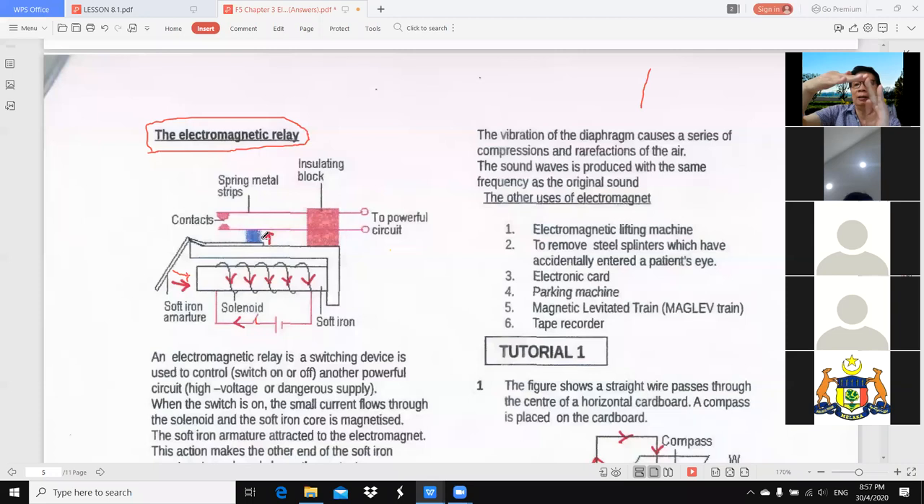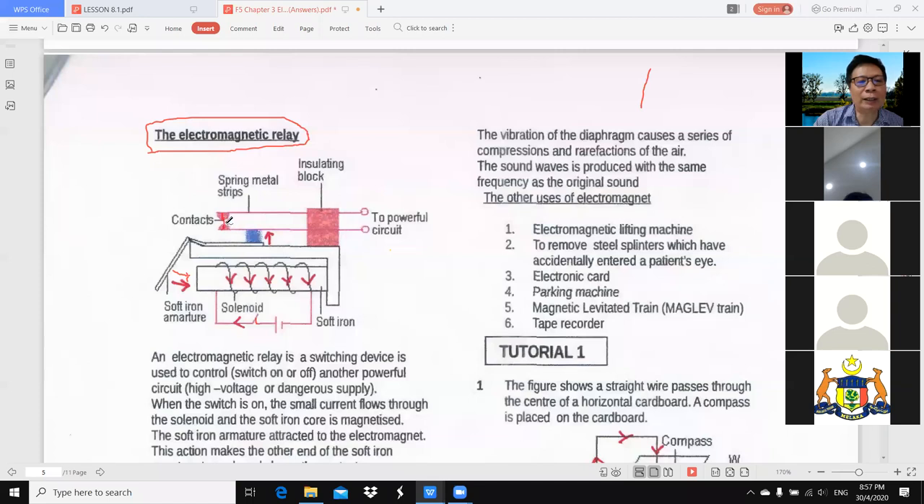When this side goes in, this one goes up. Like that, like an L shape, right? This one attracted goes in, this side goes up. Okay? Understand? Like an L shape. So this one goes down, this one goes up. When this one pushes up, then this contact is touching already. So when this thing pushes up, it will connect the contact.